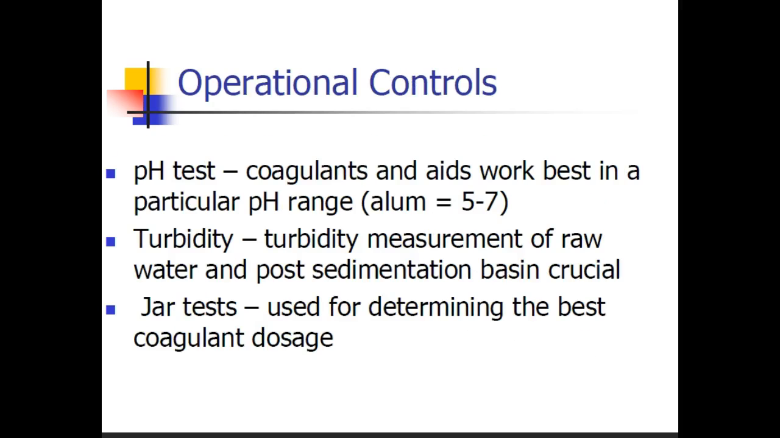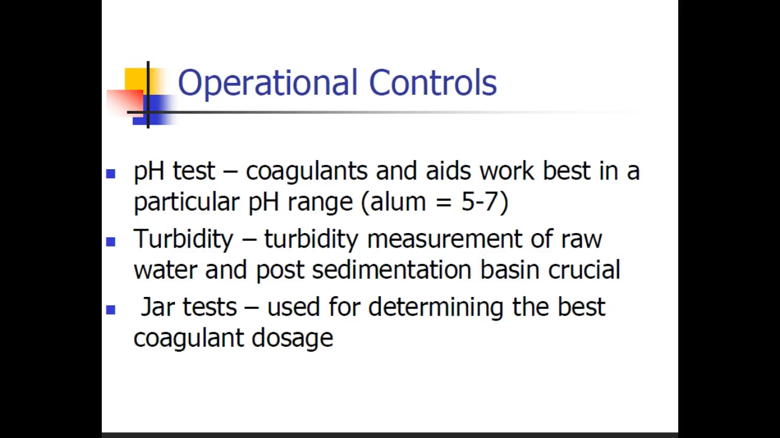So what are some of our operational controls? We test for pH, because coagulant and aids work best in a particular pH range. And again, alum, which is one of the most common coagulants used in this industry, works at a 5 to 7 pH. Again, slightly acidic. Turbidity is the measurement of raw water, and post-sedimentation basin is crucial. So we always are looking at our turbidity, water going in, water coming out. Again, our turbidity is all those things floating in the water. So we really measure our turbidity a lot with those streaming current monitors. We have those in several places throughout our plant.